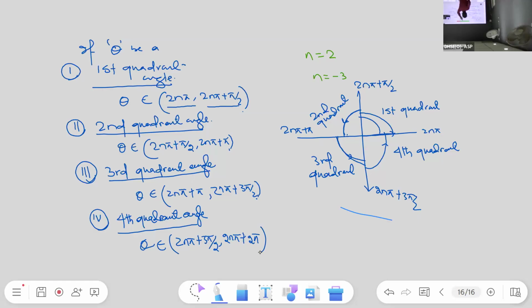I hope it is clear to you. Write in the chat box. Is it clear to you? Okay. Quickly note it down.